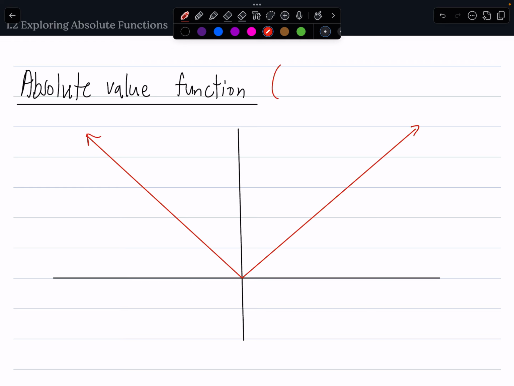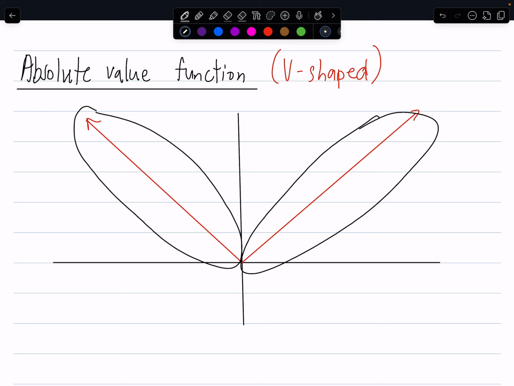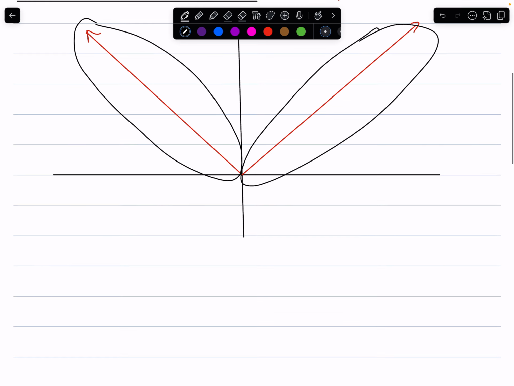So you want to recognize it by being V-shaped, okay? And how you're going to notice this is it's a V-shaped function, that's one, but two, it looks like a linear function on both sides of the y-axis. So the function is x when x is greater than 0, and it's going to be negative x when x is less than 0. Right, so this is what the function of the absolute value looks like.